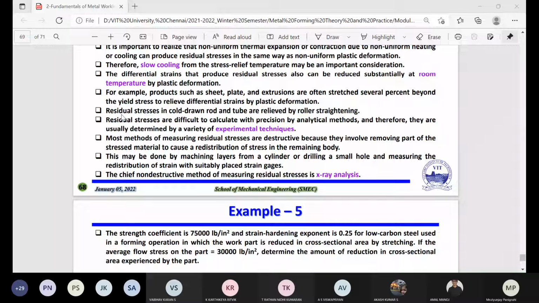The strength coefficient is given, right? What is the strength coefficient? 75,000, right? And then the strain hardening exponent is given, so that means n is given, 0.25. And the average flow stress is given, that means YF bar is given, 30,000. Okay, so can you find the strain from there?